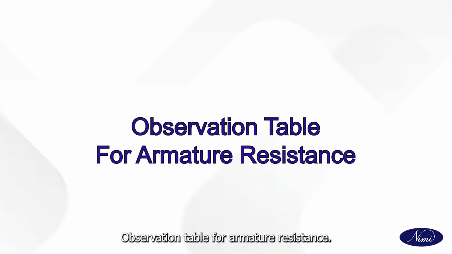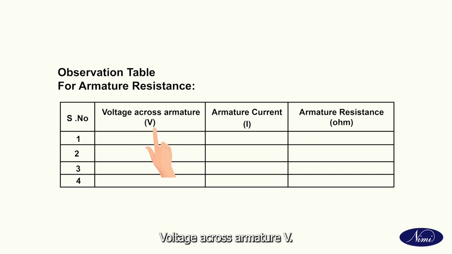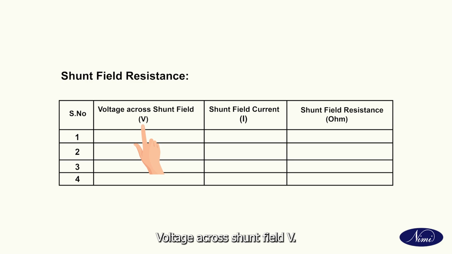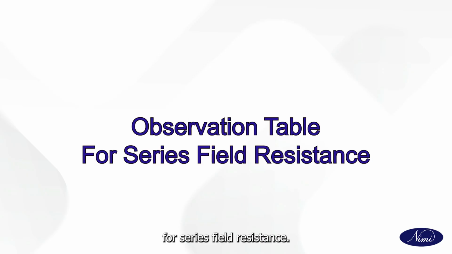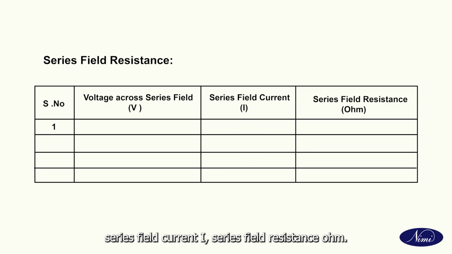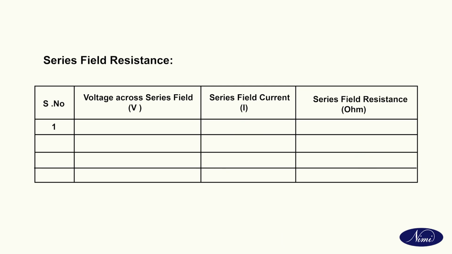Observation table for armature resistance: voltage across armature V, armature current I, armature resistance in ohm. For shunt field resistance: voltage across shunt field V, shunt field current I, shunt field resistance in ohm. For series field resistance: voltage across series field V, series field current I, series field resistance in ohm.